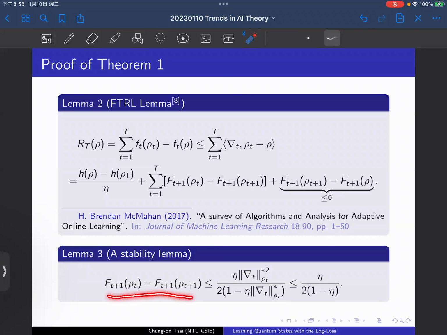This difference is upper bounded by eta times the norm of the gradient squared over 2 times this. And you can see that this function, as a function of this, is an increasing function. We also know that this term is upper bounded by 1. So if we plug 1 into here, it is upper bounded by eta over 2 times 1 minus eta. Okay. So what we need to prove is only lemma 3.